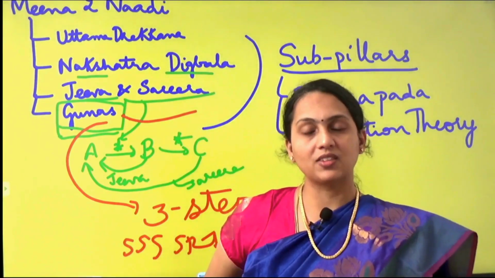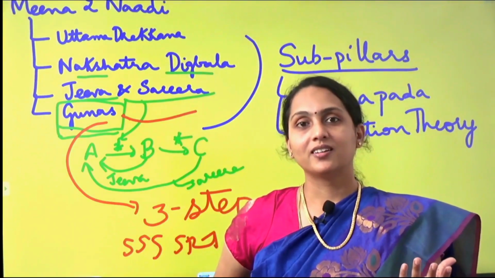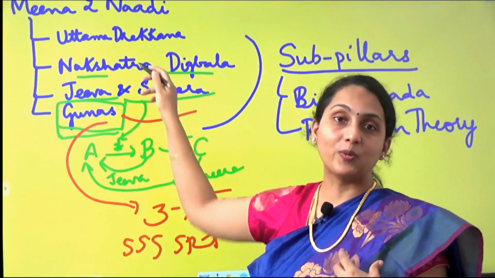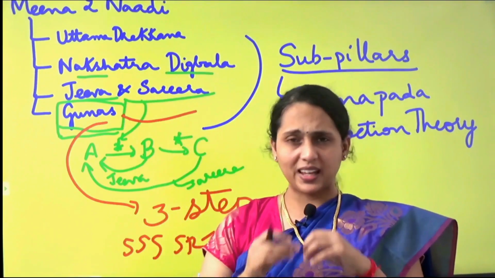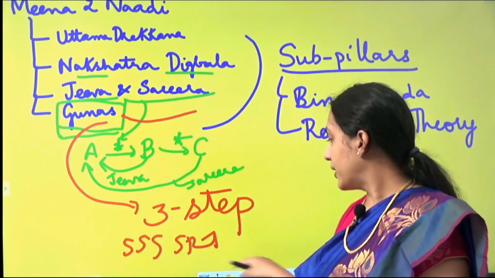Is it going to be Satvika, Rajasa or Tamasa? What is the nature of the result given? That is decided by the Gunas acquired by the planet only. It's again a very unique concept. These are our 4 major pillars.